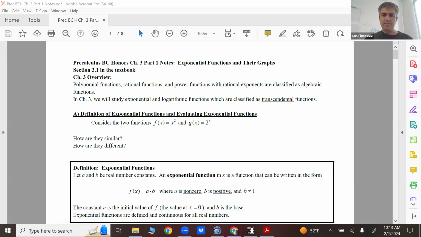Recording in progress. All right, guys. So we're going to start talking about exponential functions and their graphs. Let's see how far we can get today. I think I could get all this done, but if not, then we'll have to table till Monday.